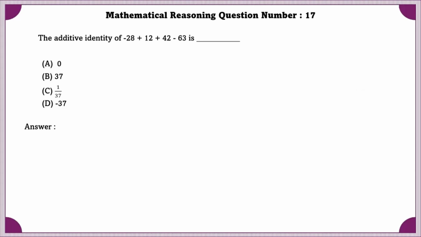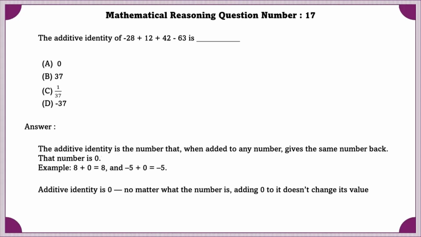Mathematical reasoning question number 17. The additive identity of minus 28 plus 12 plus 42 minus 63 is. The additive identity is the number that when we add to any number gives the same number back. That number is 0. Example, 8 plus 0 is equal to 8. So the additive identity is 0. No matter what the number is, adding 0 to it doesn't change its value.